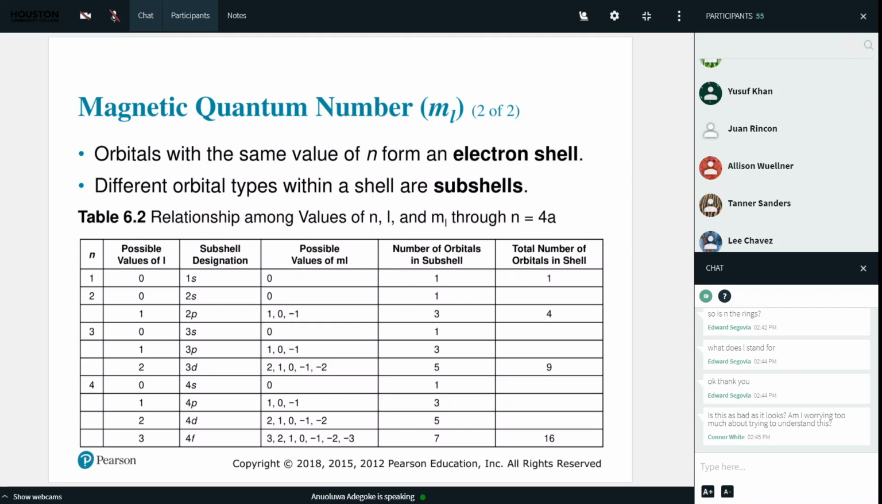All right, so now this table represents all of the possible values of L and all of that. I will just explain one of them so you can understand. When n equals 1, the possible value of L is 0, and the subshell designation is 1s. What this means is, remember I said L is n minus 1.